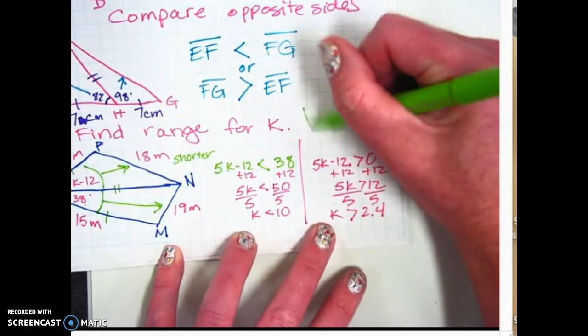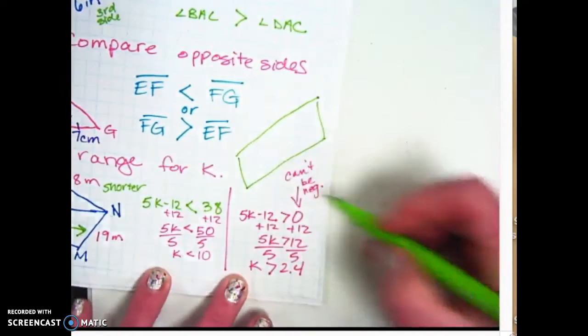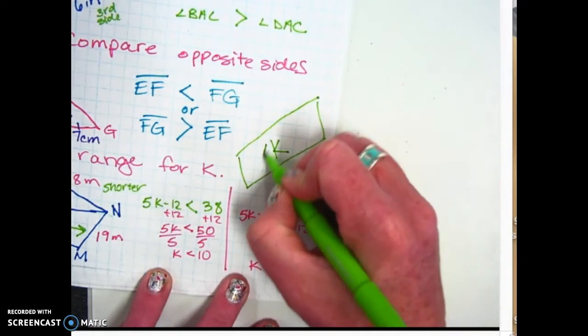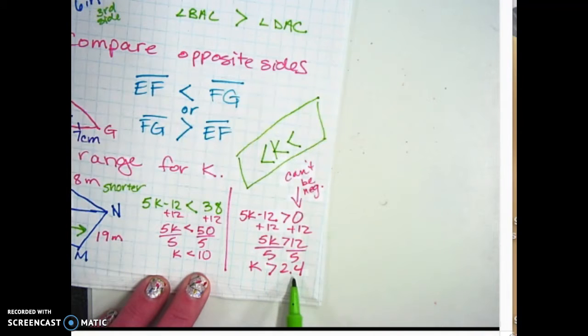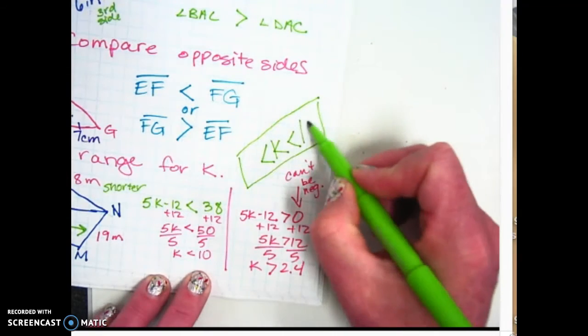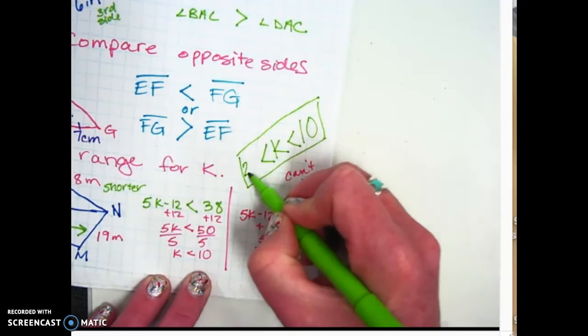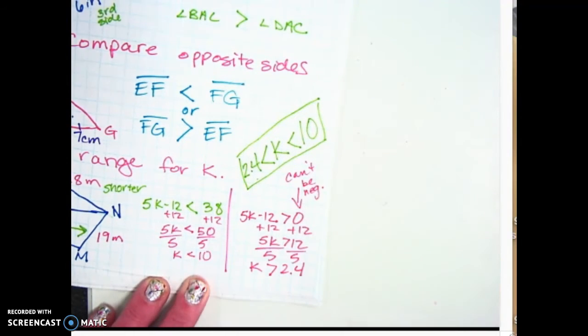I'm running out of room, so I'm going to do it up here in this box right here. Okay, so we're going to put K in the middle, right? K is going to be greater than a number and less than a number. So we've got 10 and we've got 2.4. So 10 is the larger number, right? So it has to be less than 10. And 2.4 is the small number, so it's going to be somewhere between 2.4 and 10.